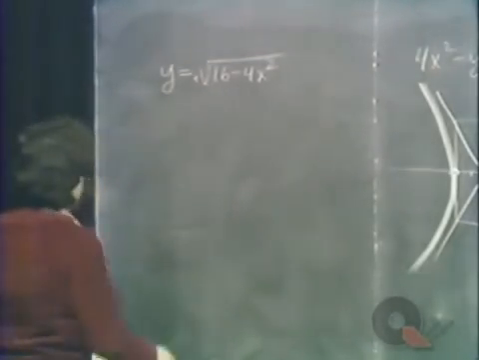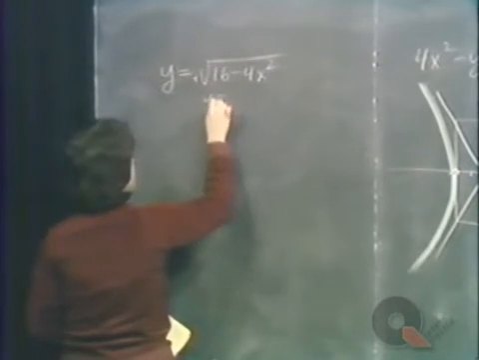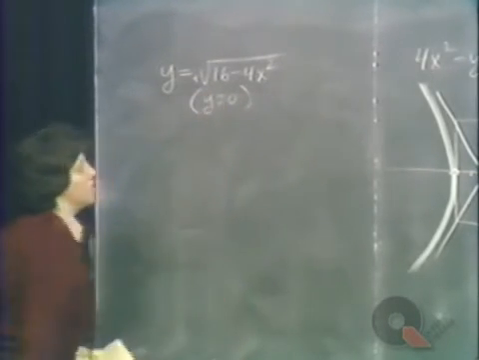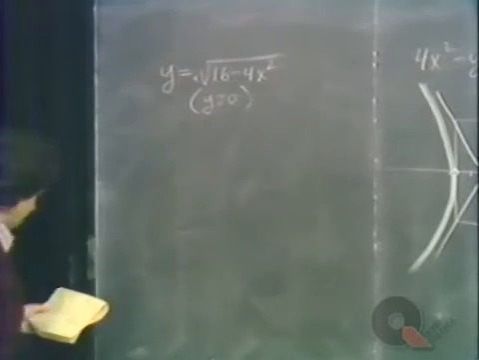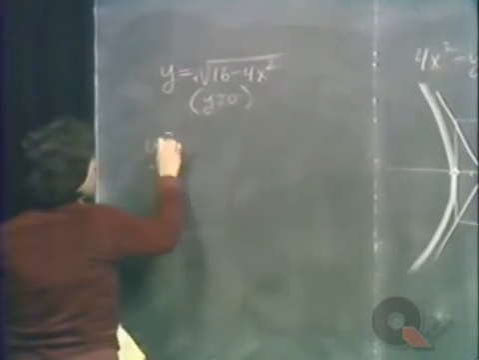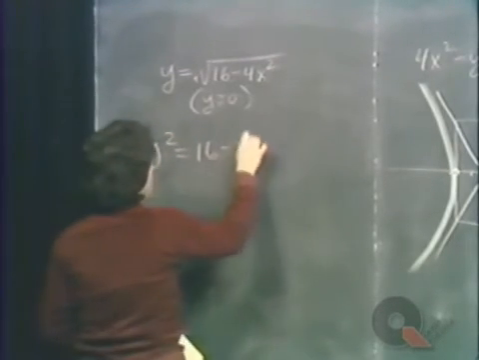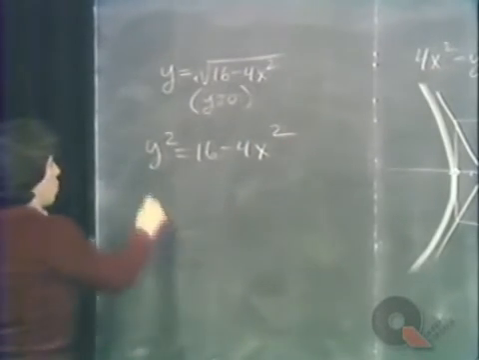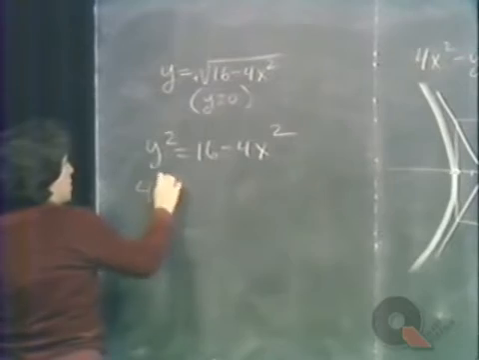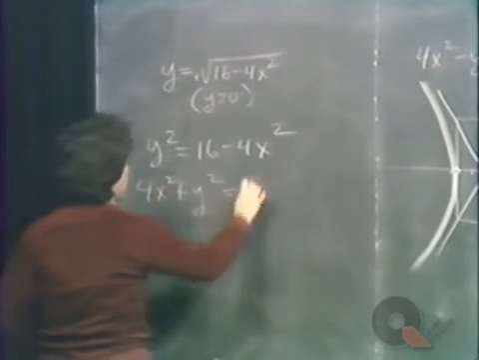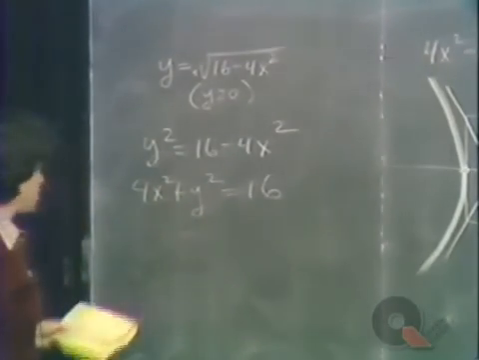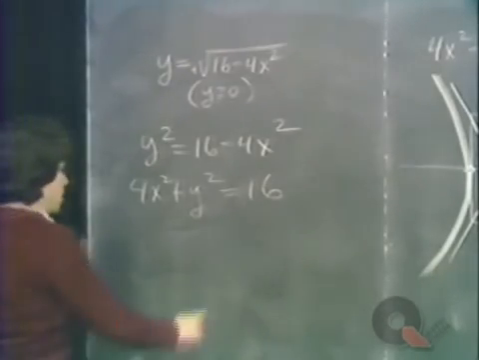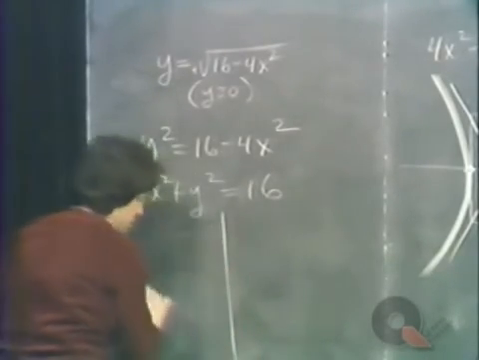Okay, let's try this. Just remember that y has to be greater than or equal to 0, since it's a positive square root. Okay, we square both sides. Y squared is 16 minus 4x squared, or 4x squared plus y squared equals 16. Of course, we sketched this curve earlier today. This is an ellipse.